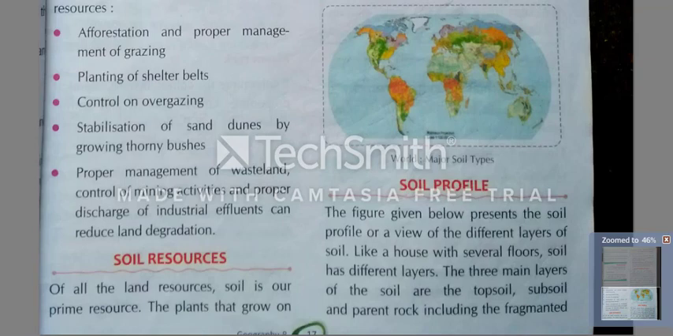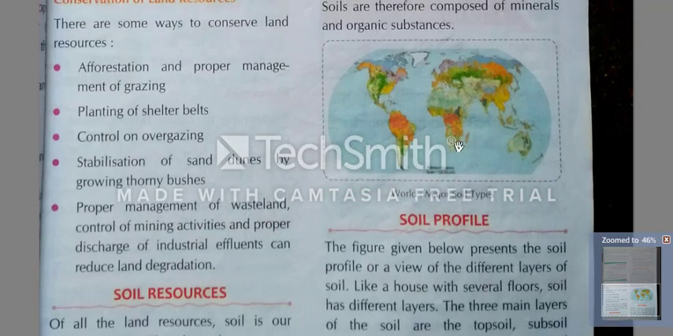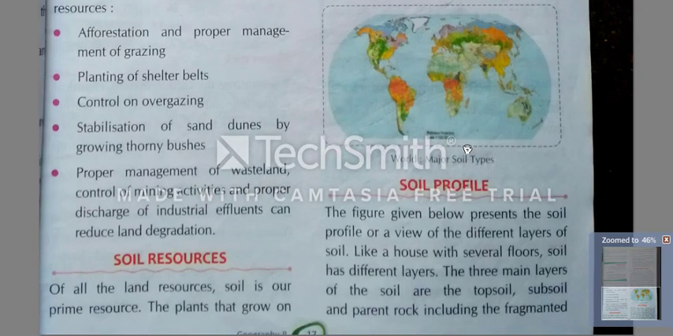Let's see the remaining chapter. This is the chapter Geography, chapter 2nd from class 8th. And in the previous video, we have completed till here. And now today we will start from here. Soil profile.